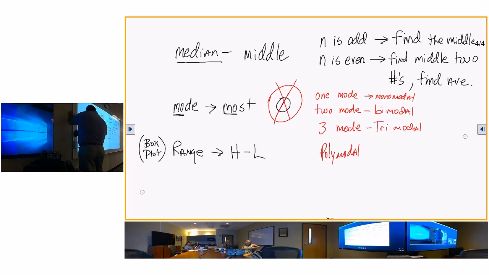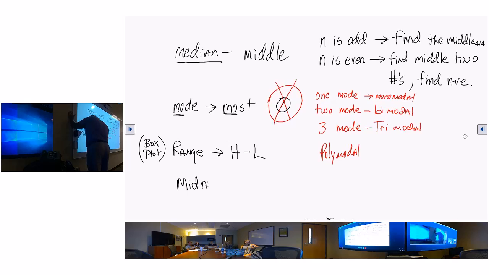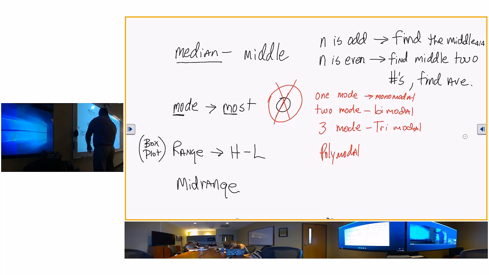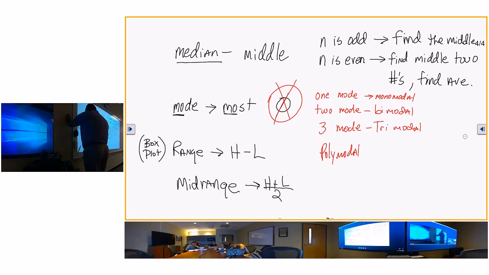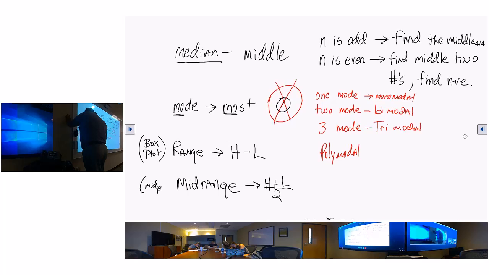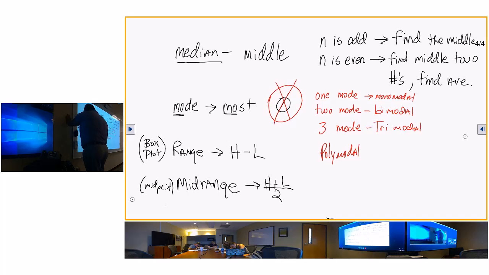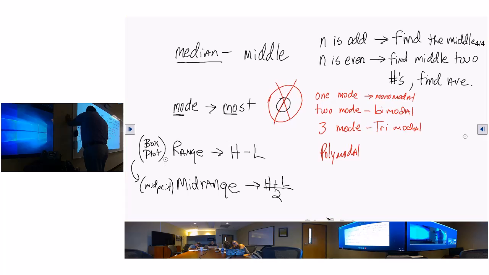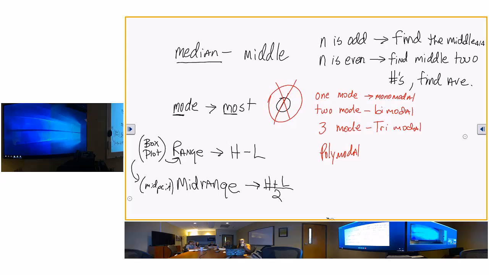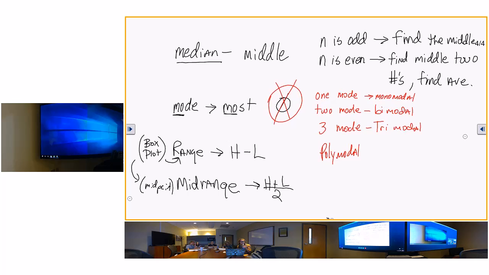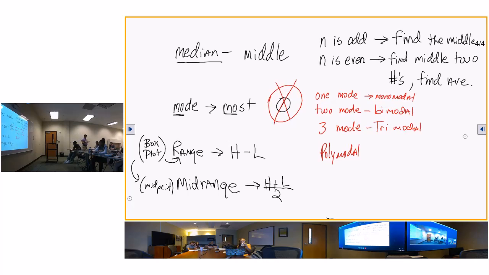That was embarrassing. But anyway, mid-range is your highest plus your lowest divided by 2. Kind of like your midpoint. And that's important also with the box plot. So the box plot that we're going to be learning about later on in the chapter uses those two also. Okay? Now again, we're only talking about the data-driven set. We're still on that first set. So if you're given a bunch of test scores, then we're still talking about finding those numbers.